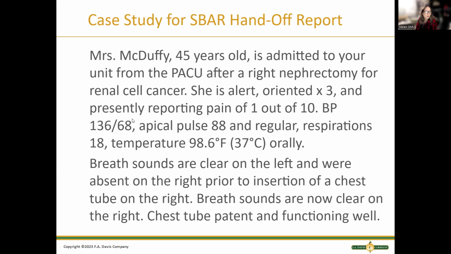She's alert, oriented times 3, and presently reporting pain 1 out of 10. Blood pressure is a little bit elevated. Apical pulse is 88 and regular. Respirations are 18, and temperature is 98.6 Fahrenheit orally. Breath sounds are clear on the left and were absent on the right prior to the insertion of a chest tube on the right in order to allow for lung expansion. Breath sounds are now clear on the right. Chest tube is patent and functioning well. The presence of a chest tube is to allow the air where it's not supposed to be to drain out of the chest cavity in order to restore the size of the lungs.